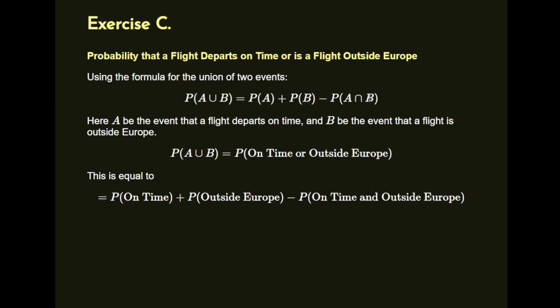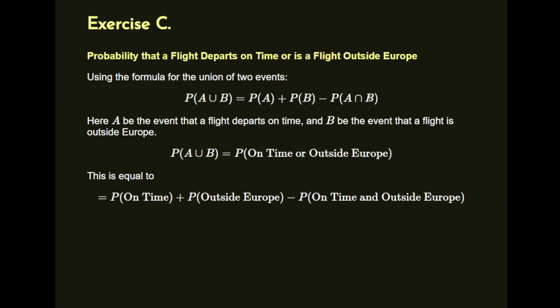Here A is the event that a flight departs on time, and B the event that it is a flight outside Europe. So the probability of A union B is the probability of on time or outside Europe. And this is equal to the probability of the flight being on time, plus the probability of being outside Europe, minus the probability of on time and outside Europe.